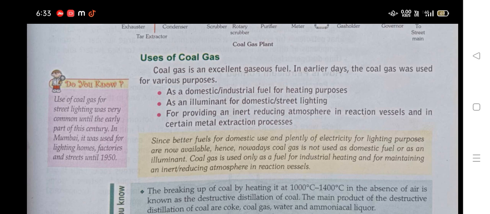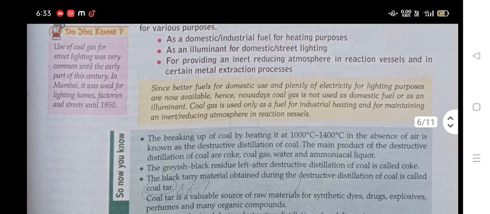Do you know, the use of coal gas for street lighting was very common until the early part of this century. In Mumbai, it was used for lighting homes, factories, and streets until 1950.